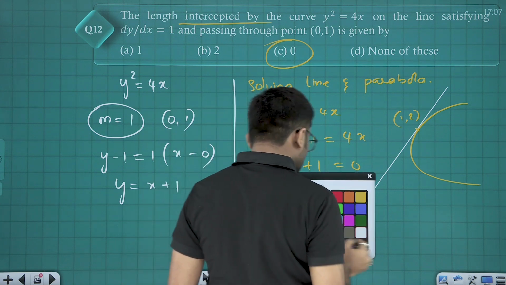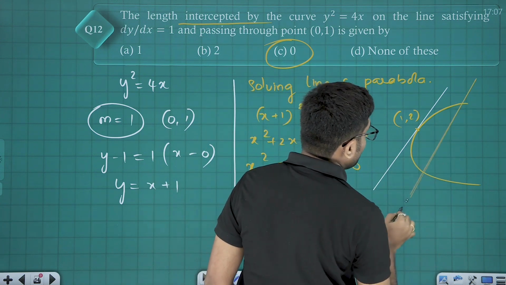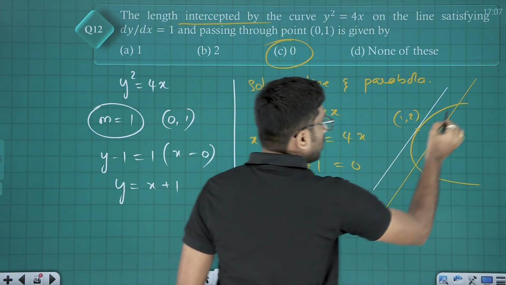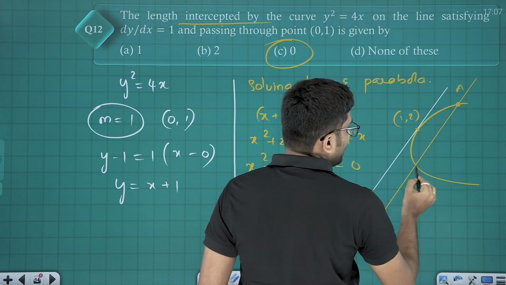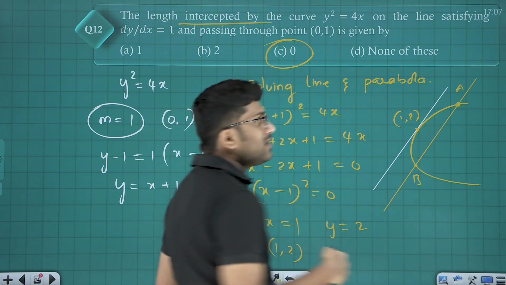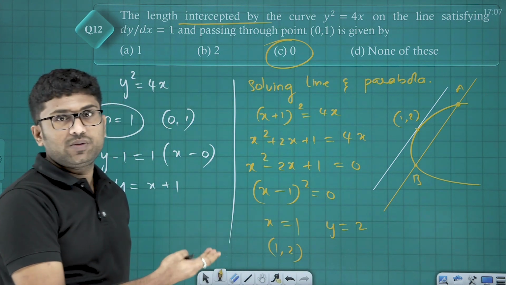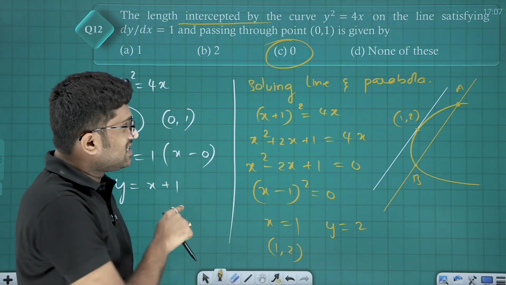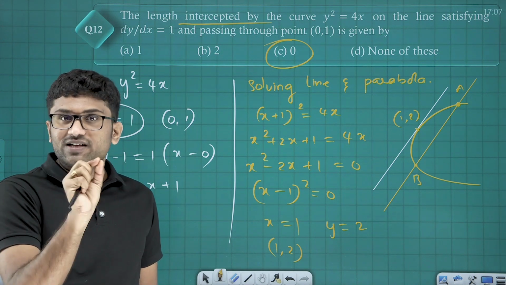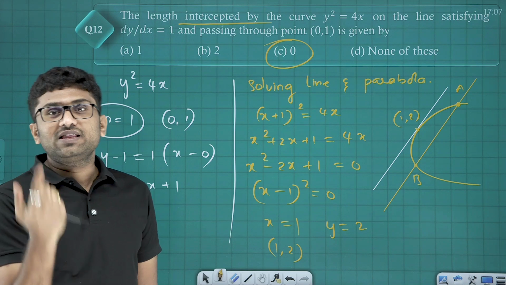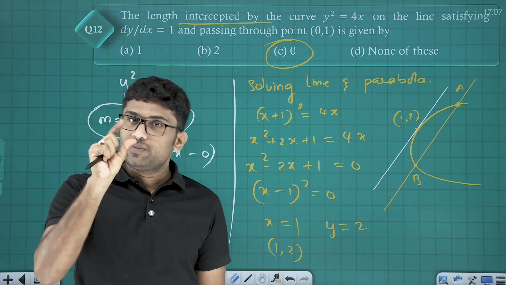If it were a chord, no. If it were some secant, then what could we have done? We could have solved it and got 2 points. Length intercepted means the distance from A to B. The length of the line segment AB is our answer. As it is a tangent, it intersects the curve at only one point. So the length intercepted by a tangent and a parabola will be 0.